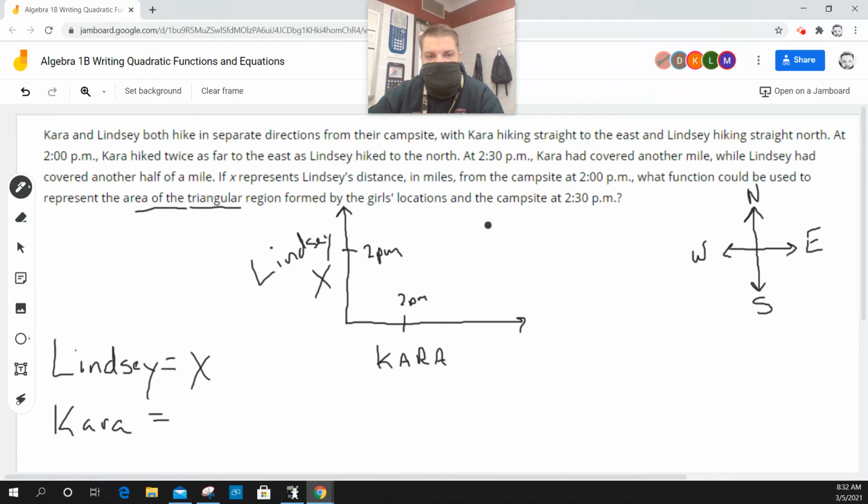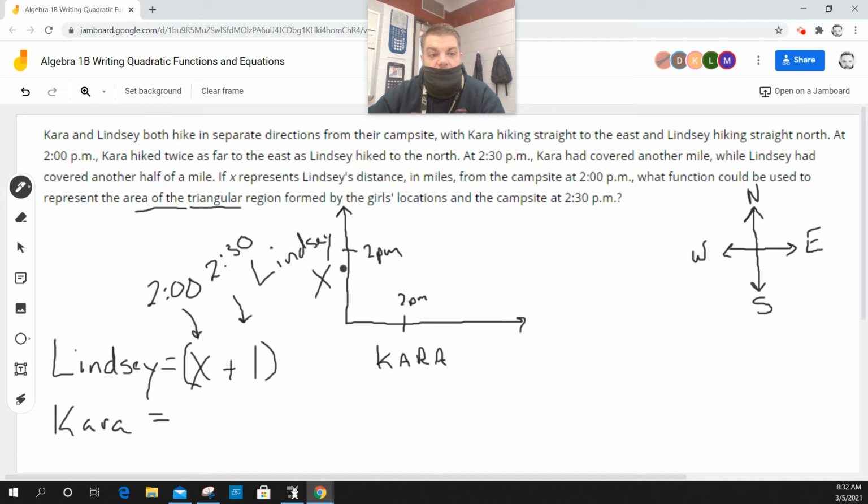All right. It says, oh, we got to be careful. Okay, I got it now. It says her distance is X at 2 p.m. Okay. So we got to think about that. Well, Lindsay didn't just travel X, because at 2:30 she covered another bit. X represents how far she traveled at 2. So by 2 o'clock, she traveled X. And then at 2:30, she tacked on another half mile.